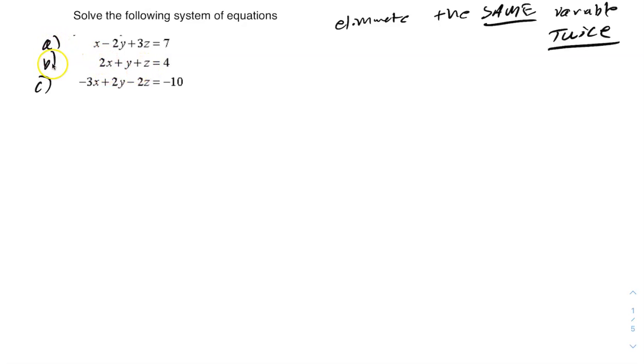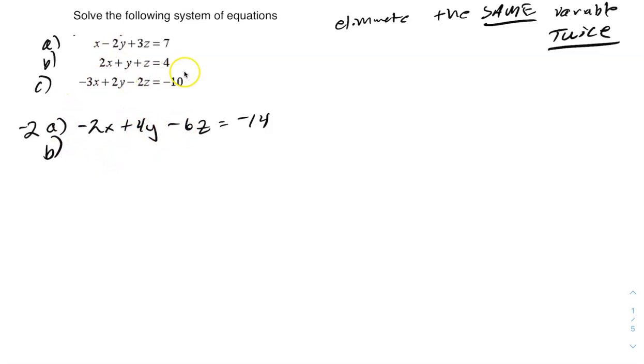So let's do first A and B. If I want the x's to cancel here, I'm going to multiply the top row A by -2 so that these x's cancel out. Remember, it's very easy to make a small mistake here. We're going to multiply everything by -2. So it's going to be -2x plus 4y minus 6z equals -14. We multiply the whole row, even the 7, by -2. Make sure you multiply all correctly, because it's easy to forget a negative or something like that.